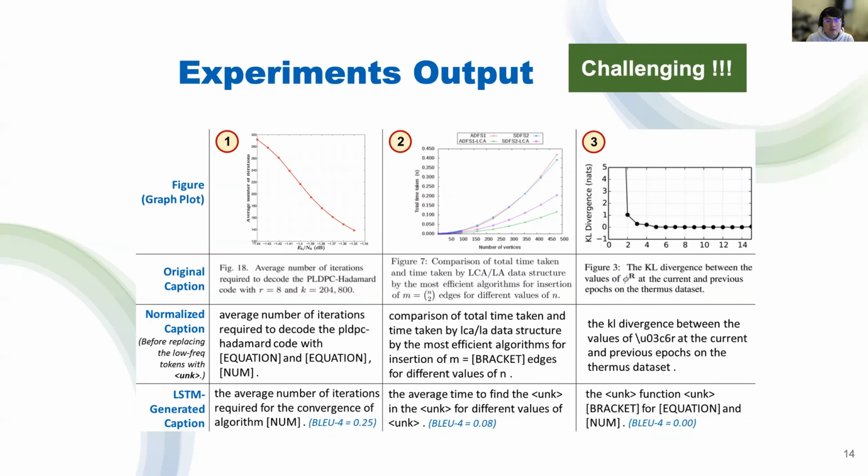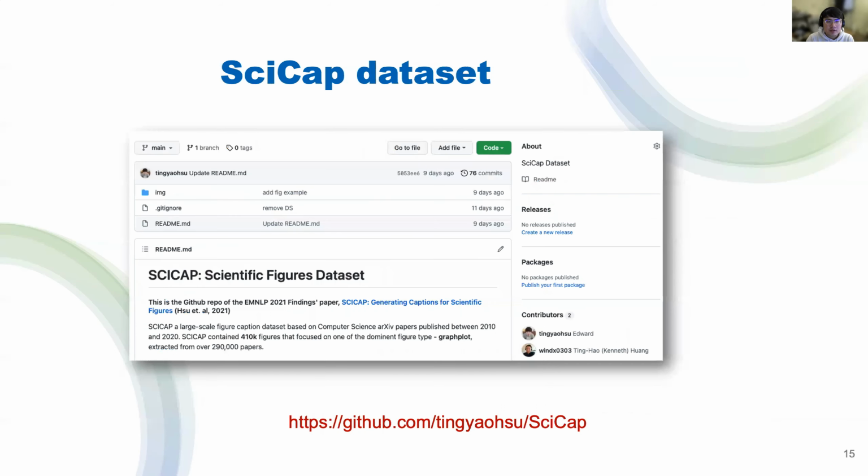On the one hand, BLEU scores might not be the best measures for this task. On the other hand, generating captions for scientific figures is an extremely hard task. So we invite you to go check our GitHub repository and play with the data. We are excited to see your solutions for generating high quality captions for scientific figures.